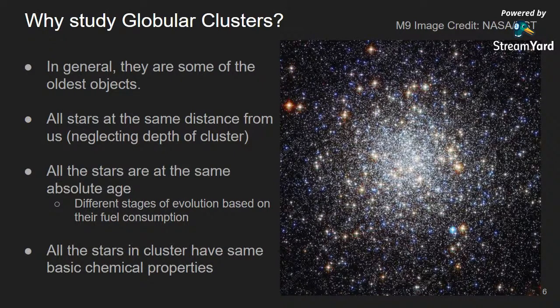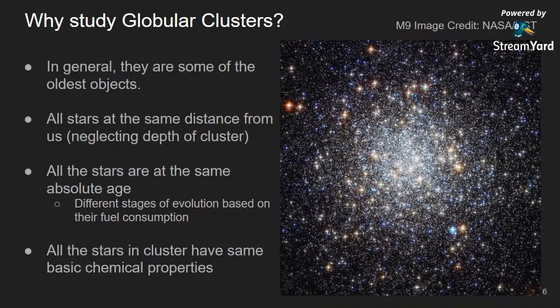So why do we study globular clusters? Well, first of all, we know that they're some of the oldest objects in our galaxy. Another unique feature is that given the relative distances, the cluster itself is basically all about the same. All the stars in there are about the same distance from the Earth, assuming you neglect the depth of the cluster. And on a large scale, when you're talking thousands of parsecs, that's pretty small. And all the stars are the same absolute age because the cluster developed at the same time.